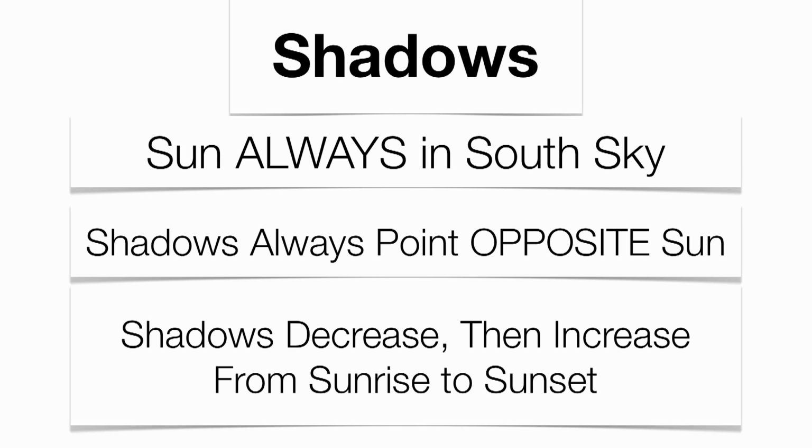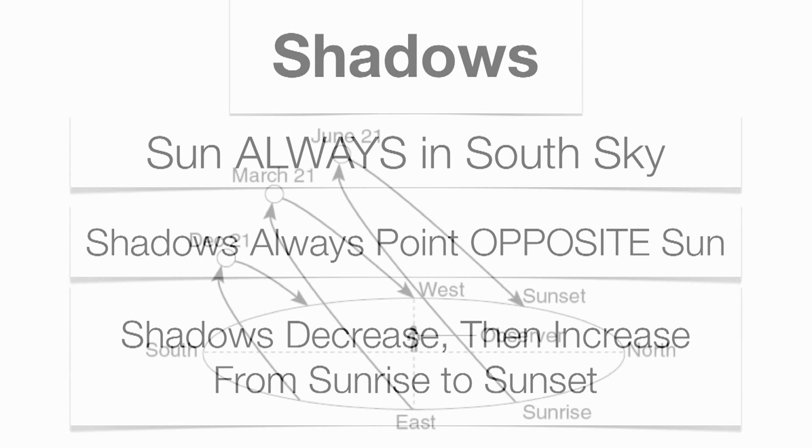Your shadow length is going to vary as well. From sunrise to sunset, it's going to get smaller as it gets up to noontime, and it's going to get larger as it gets down to sunset.